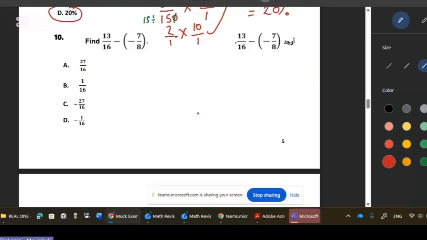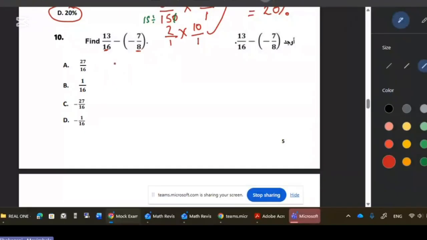Let's look at number 10. Right? Number 10 talks about something very interesting. Now we are dealing with rational numbers or fractions. Here we have a subtraction. So we are subtracting fractions here, or rather, we can say we are subtracting rational numbers or fractions. But the rule is we cannot subtract until the denominator is the same. So in this case, the denominator is not the same.